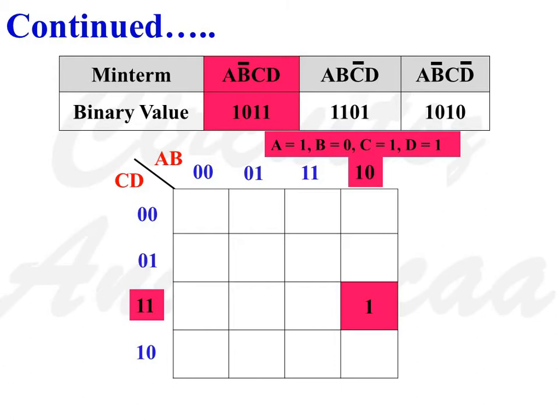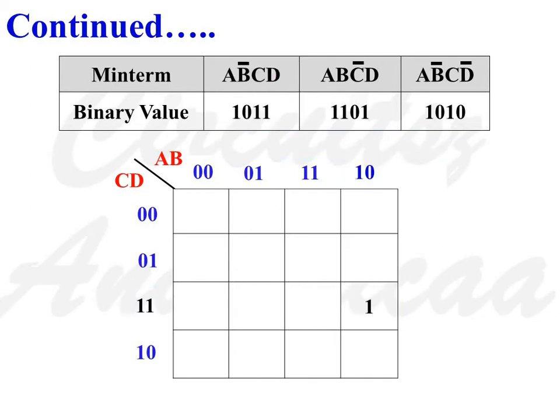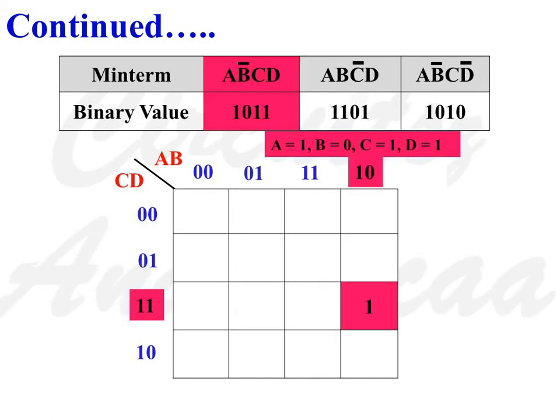Locate the cell whose binary value is 1 0 1 1. So this is that cell whose binary value is 1 0 1 1. Fill logic 1 in that cell. As we are considering a minterm, fill the corresponding cell with logic 1.